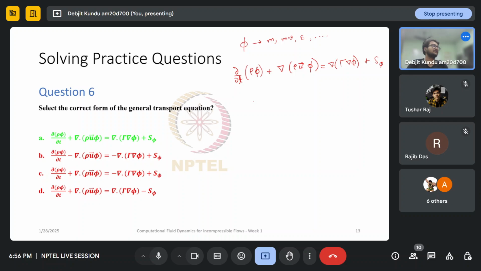Let's see if I can do this correctly. So Reynolds transport theorem tells us that the control mass on one hand.